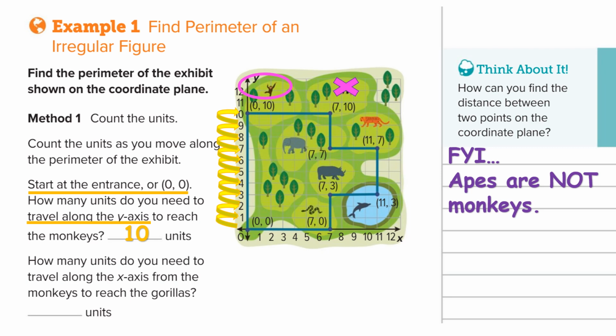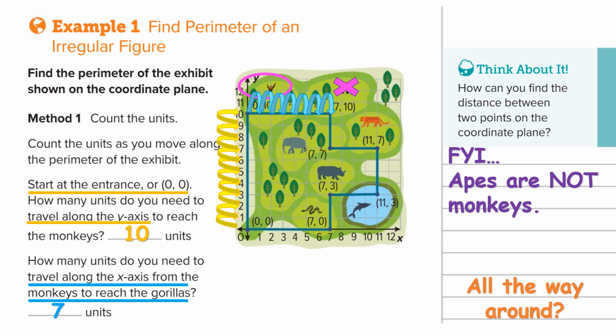But that's 10 units. Then it says, well, how many units do you need to travel along the x-axis? So now I'm going to go forward from the monkeys to the gorillas. So if I count each of those boxes, 1, 2, 3, 4, 5, I have 7 units. Right? But now it says, well, what if I want to find the perimeter of the entire thing? Well, then I need to count all of those boxes, right? I know I have 10 and 7.